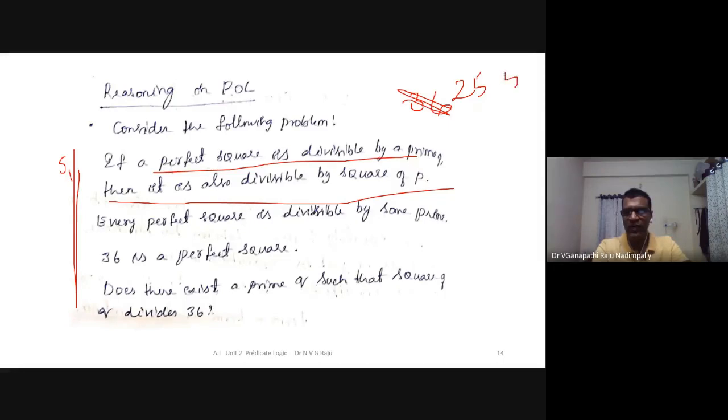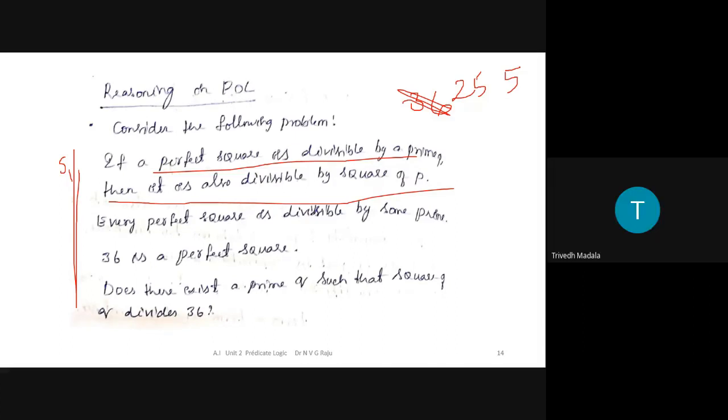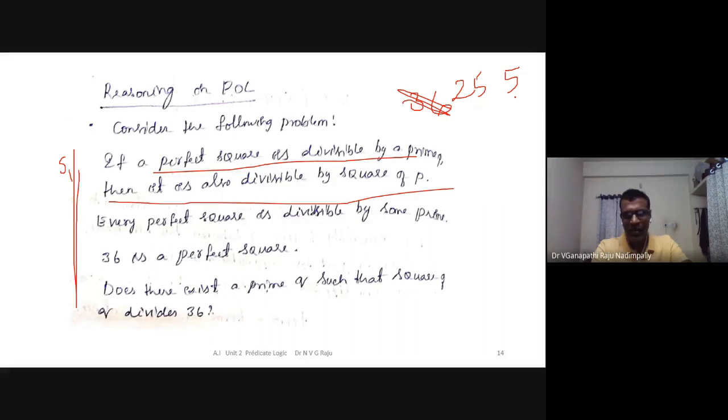If it is divisible by a prime, is 5 a prime or not? Prime, sir. Now, can I call it like this? If a perfect square is divisible by p, now I can write 5 is a prime, and it is divisible by the perfect square 25. Now the statement is okay till now. Then it is also divisible by the square of p. What is the square of p? 25. 25 by 25, it is also divisible by p. Is it okay? If a perfect square is divisible by a prime p, then it is also divisible by its square. Is this statement okay?